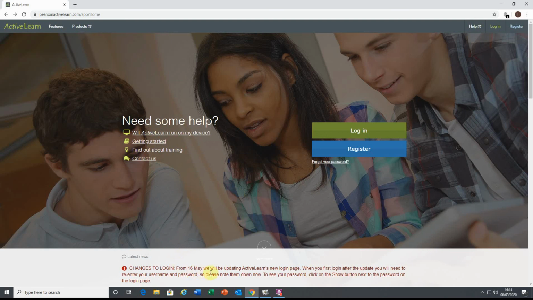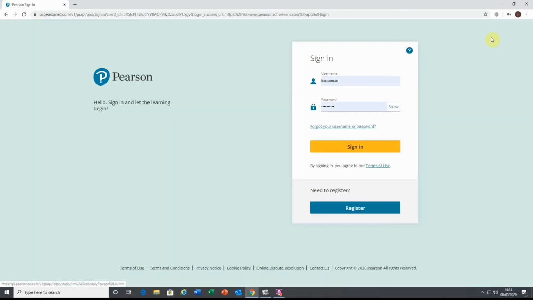As of the 16th of May, they're going to be updating their new login page. That's very exciting, I know. But the reason for showing you this is that when you first log in after the 16th of May, you will need to re-enter your username and password. So they suggest you note them down now. So if I was to click on login, they tell you here how you can check your password. If I was to click on login, we get to this particular Pearson login page, and this is where you know that you're on the right one and you're not on the primary one, because it doesn't say primary here.